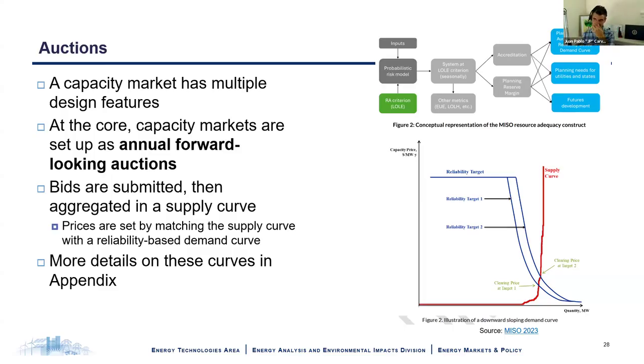And this is as much an art as it is a science to design this left curve. The sloping curve on the right, the supply curve here, is the result of agents coming into this auction and bidding for their capacity at certain costs, and the resulting clearing price is what is going to be paid by all actors in the system.